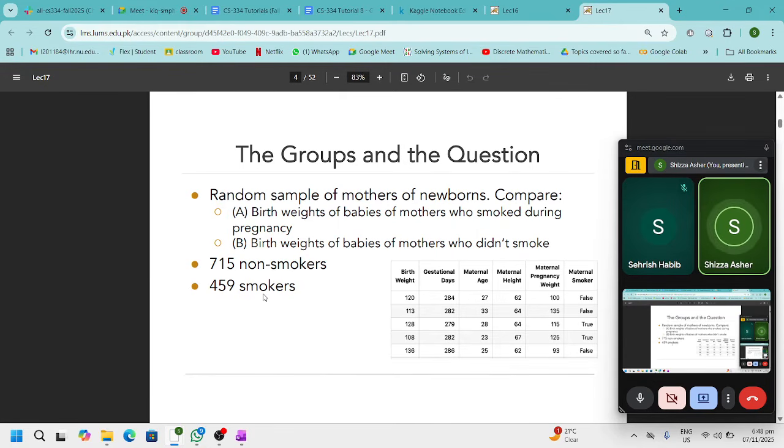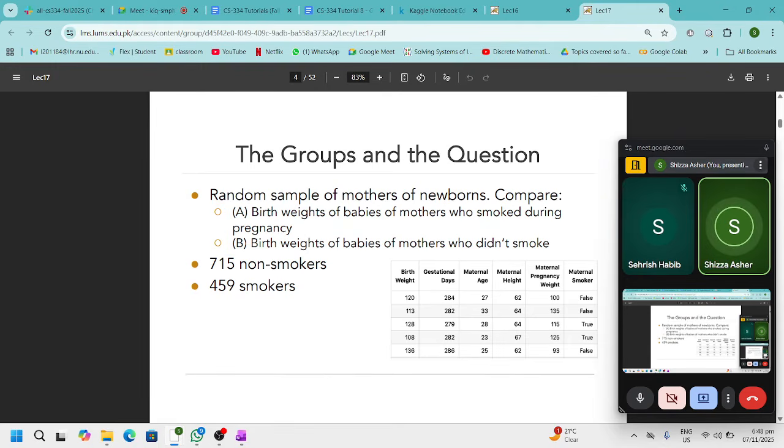In order to do so, I have two groups. I have group A and I have group B. Like I've mentioned over here, group A may have the weights of babies of mothers who smoked during pregnancy, and group B may have the weights of babies whose mothers did not smoke when they were expecting them.